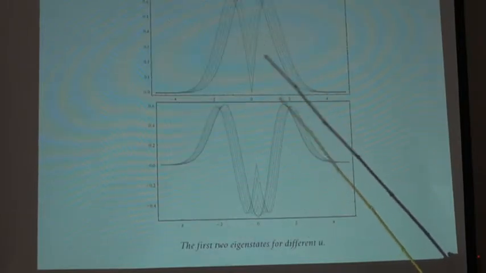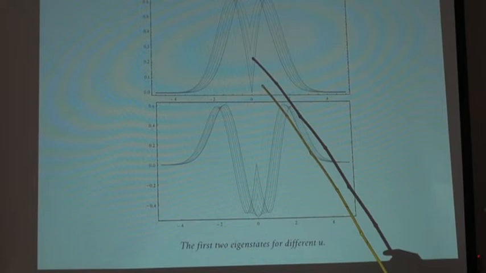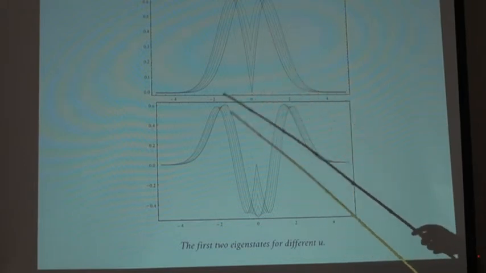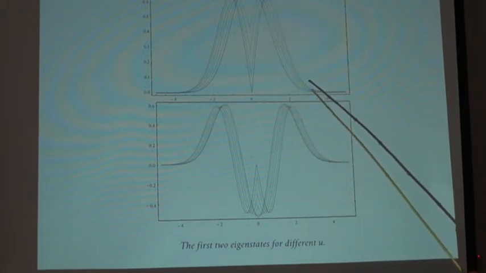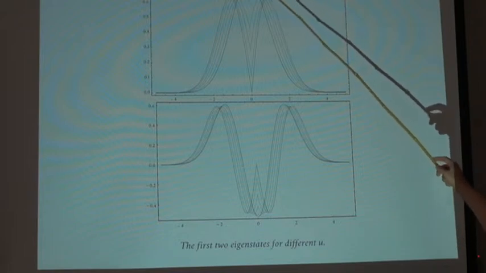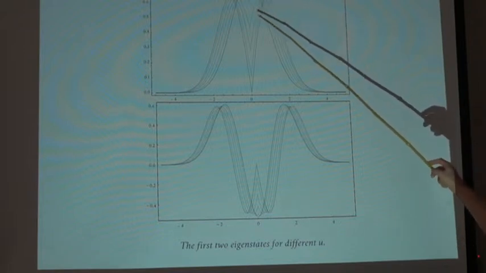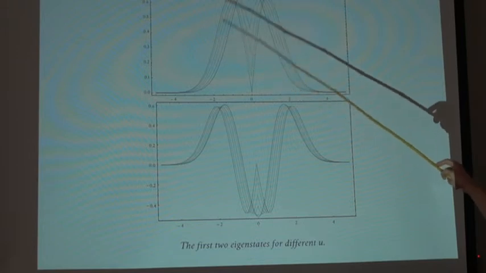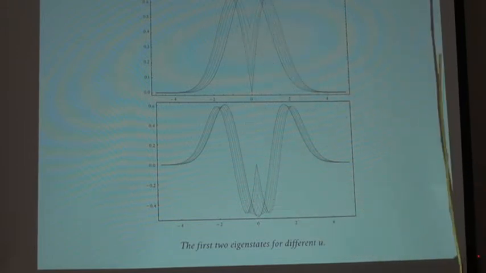I would like to show you also what the eigenfunctions look like. So here we have the ground state of the harmonic oscillator, and then we can see how it is deformed when U grows. And we have also the second excited state here.